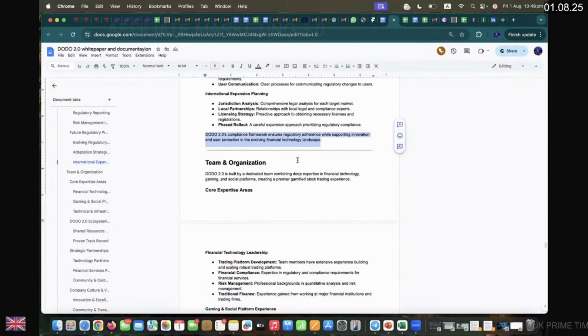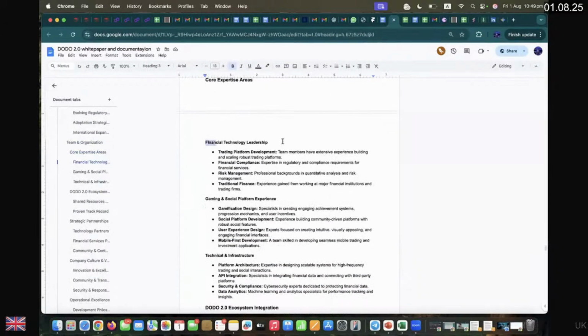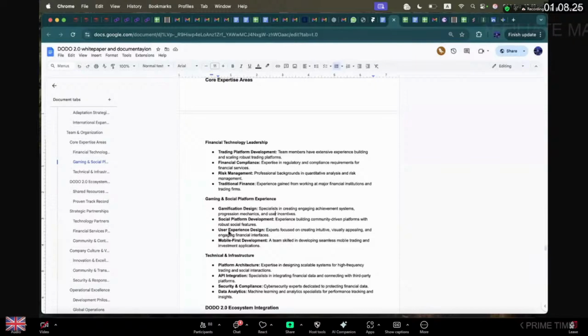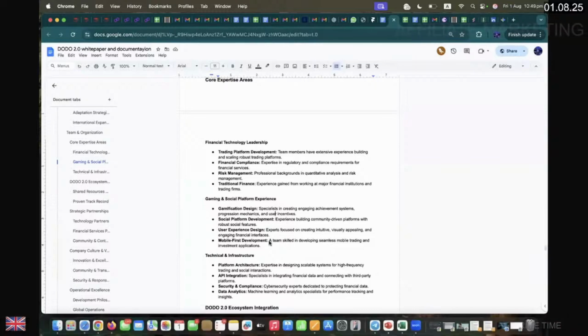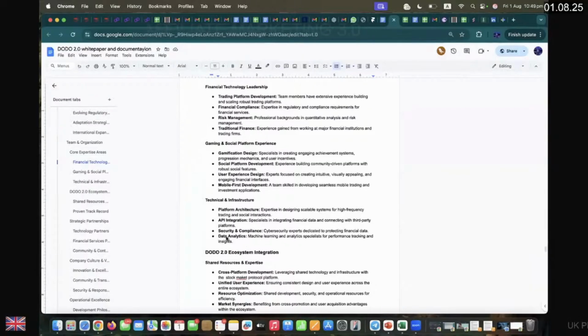Team and organization. DODO 2.0 is built by a dedicated team combining deep expertise in financial technology, gaming, and social platforms, creating a premier gamified stock trading experience. Core expertise areas. Our team has expertise in financial technology leadership with trading platform development, financial compliance, risk management, traditional finance, gaming and social platform experience, gamification design, social platform development, user experience design, mobile first development, tech and infrastructure in terms of platform architecture, API integration, security and compliance, data analytics.